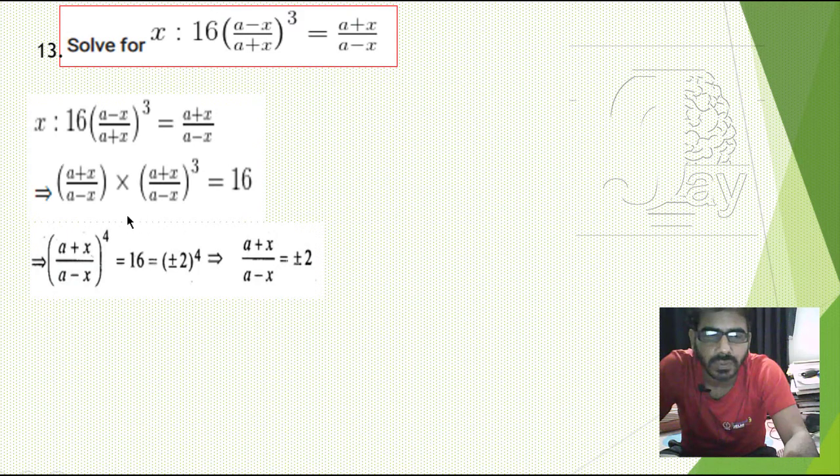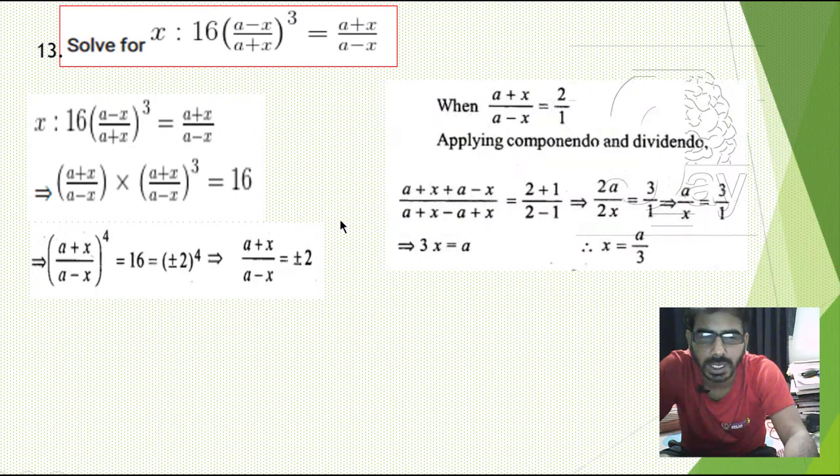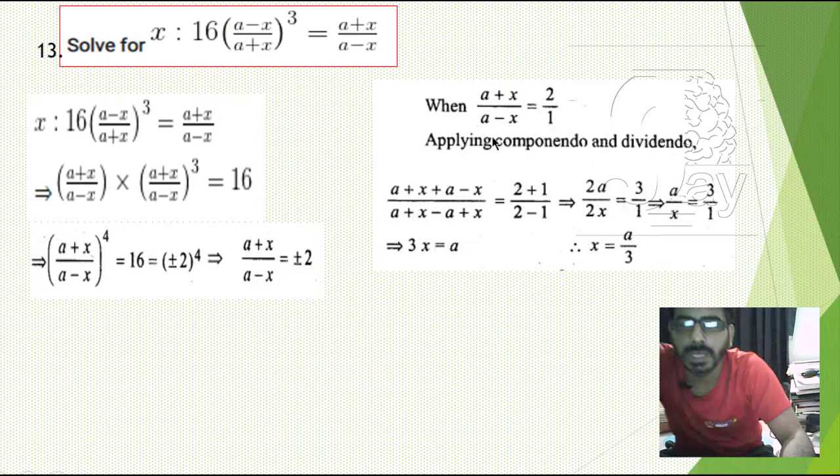Taking 1/4 power on both sides, so this is 2 power 4 and 1/4 on both sides, we get a plus x by a minus x equals to plus minus 2. So since the power is even, we can put plus or minus 2. Okay, like plus 2 square is same as minus 2 square. Similarly, plus 2 power 4 is same as minus 2 power 4. Okay, so when we take a plus x by a minus x equals to plus 2, that is 2 by 1, and applying componendo and dividendo, we get x equals to a by 3.